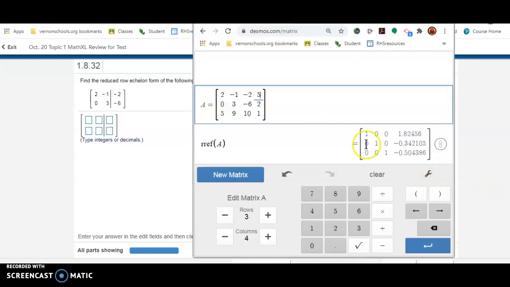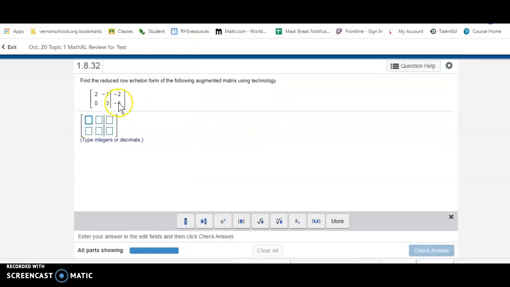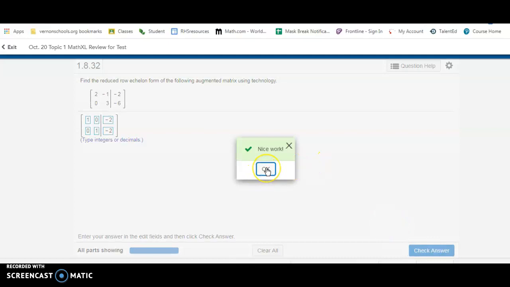They're ugly numbers, but see how you've got that diagonal of ones? This is what reduced row echelon form looks like. So I'm going to go back over here, and if the answer is looking for a reduced row echelon form, make sure you have a diagonal of ones, and everything else is zeros. And then our answers were -2 and -2, if I remember correctly. Whoopsies. So then you should check answer, and I'd be correct.